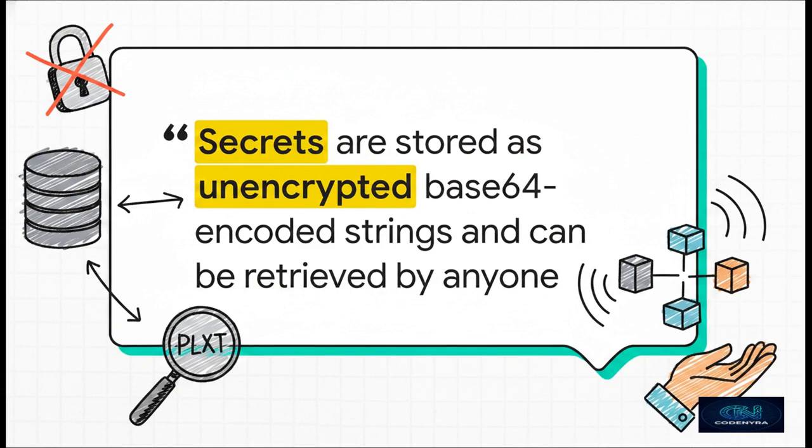Well, I want to start with a pretty stark reality check. Just look at this direct quote from the official NSA and CISA Kubernetes hardening guidance: "By default, secrets are stored as unencrypted base64 encoded strings and can be retrieved by anyone with API access." Yep, you heard that right. If you just use the default settings, anyone who can read your cluster's underlying etcd data store, or really anyone with broad API access, can literally read your passwords in plain text.